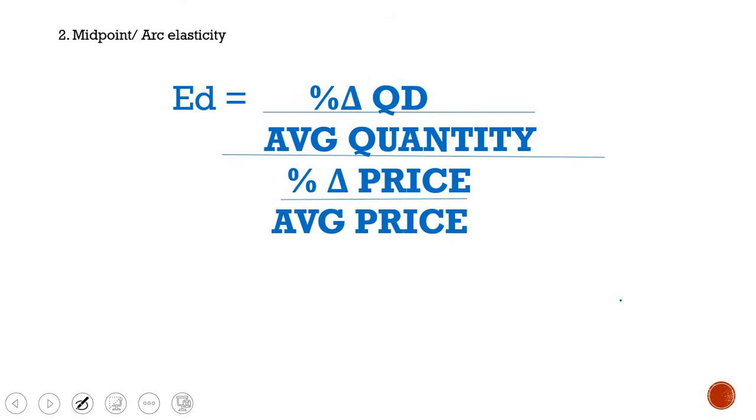Then midpoint or arc elasticity. Here you say the percentage change in your quantity demanded over your average quantity all over the percentage change in price over your average price.